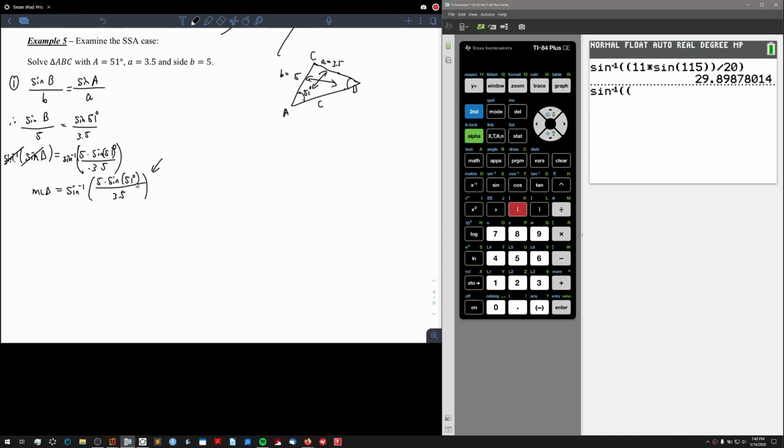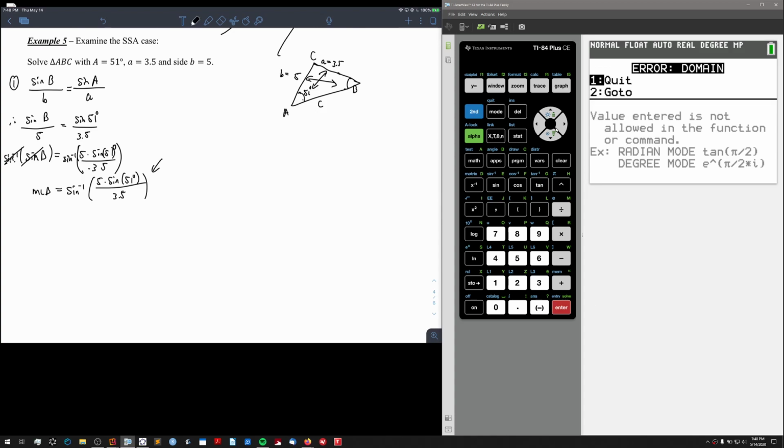So you go second sine, and then parenthesis for the numerator here. I'm going to group all of this in one parenthesis. So I'm going to type 5 times the sine of 51. Close the sine parenthesis, close the numerator parenthesis, hit divide, and then divide by 3.5, and then close the parenthesis for the inverse sine. So looks to me like all my parentheses are matching, and what happened?